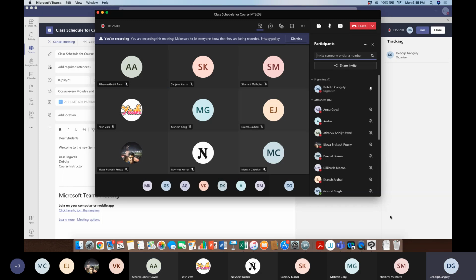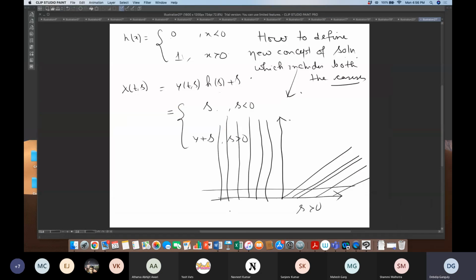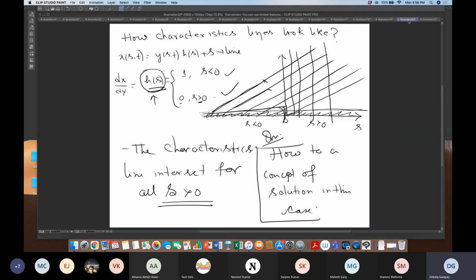It's a very good question. This is the way you should learn things. Is it clear? So this is a problem. If you define the initial curve for S less than 0, then you have a solution. If you define S for R, then you don't have a solution. So this is something very interesting, that discontinuity appears in the solution automatically.